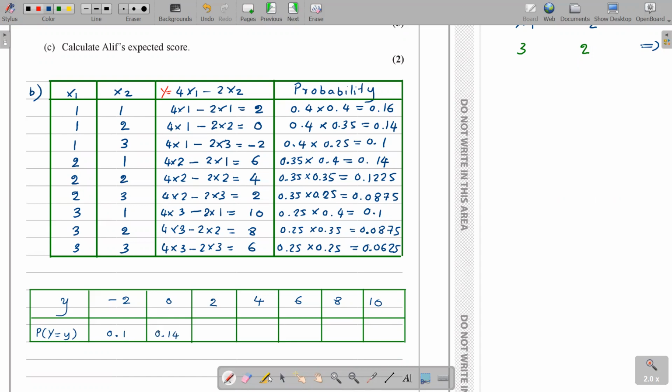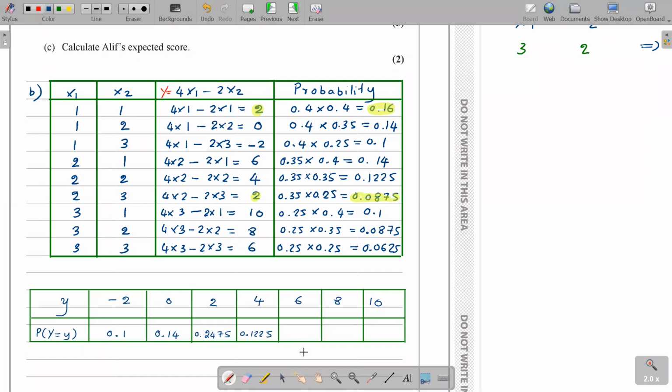For 0, there's only one, which is 0.14. For 2, there are 2, right? For the score of 2, there are 2 possibilities. We'll add them, 0.16 and 0.0875. What happens when you add 0.16 and 0.0875? Can I know the answer? 0.2475.